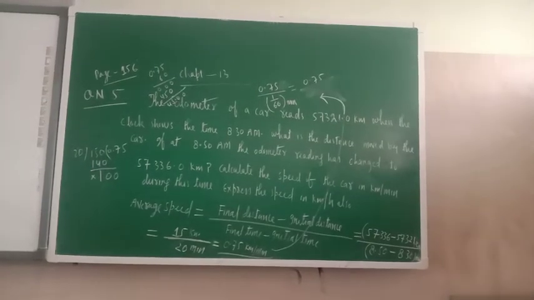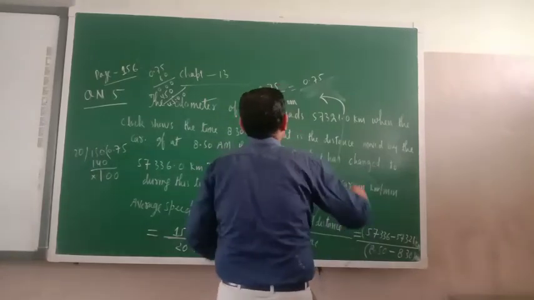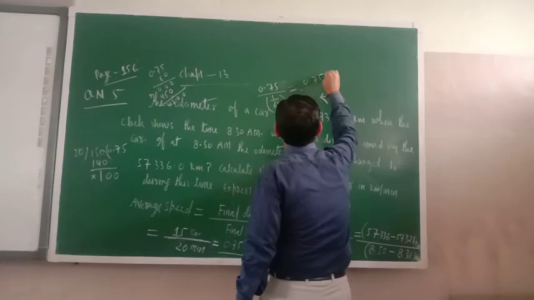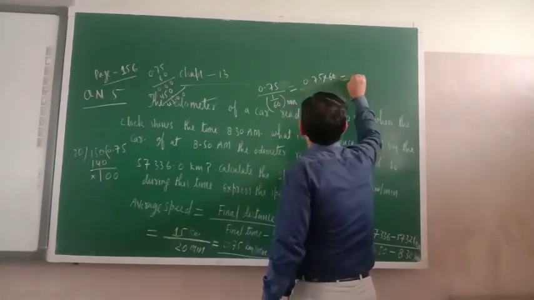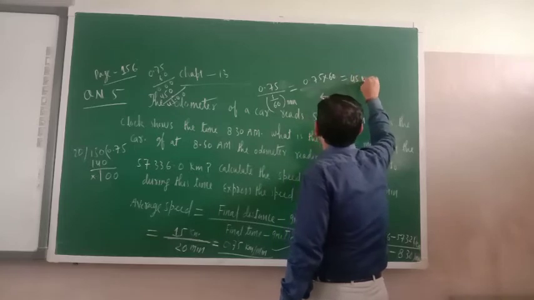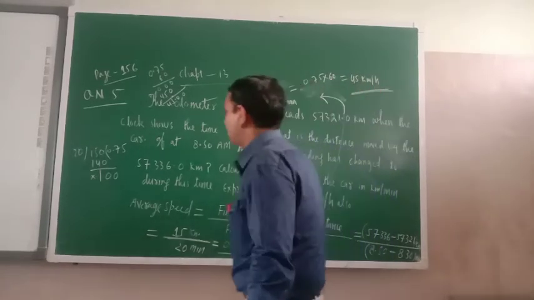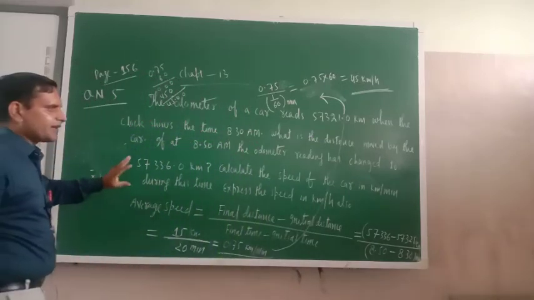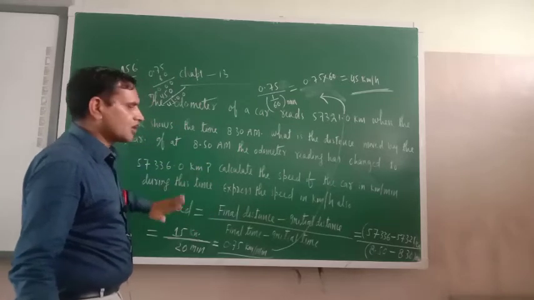So just see here, this is 0.75 divided by 1/60. So that is equal to 0.75 into what would be there? This 60 will go up. So ultimately 45 kilometer per hour would be the speed. This is the final answer. In extra marks you have solved this one, but there was a bit of confusion. That is why I have solved this one.